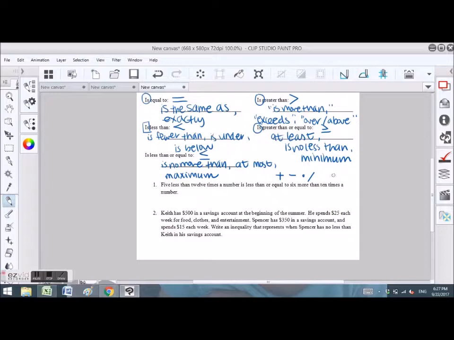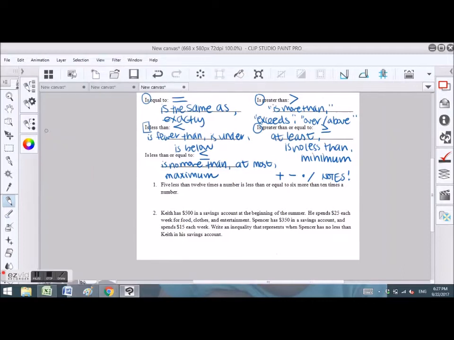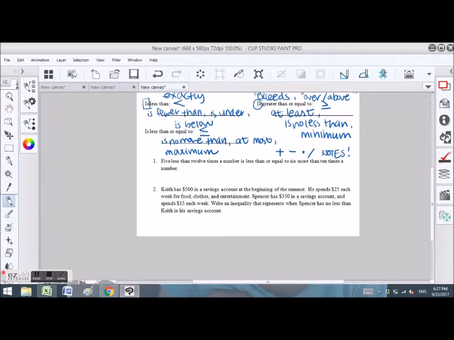Now when we are translating from English to Mathlish, but this time with inequalities, remember that you must know the words that go with addition, subtraction, multiplication, and division. If you've forgotten, your notes should be in your composition notebook from the chart that we drew and from the notes that we took last week. So please look at your notes.